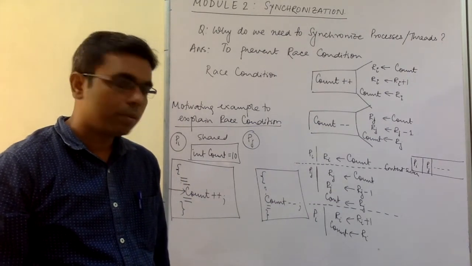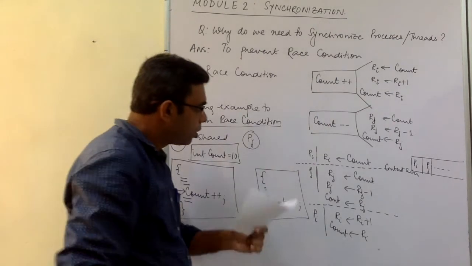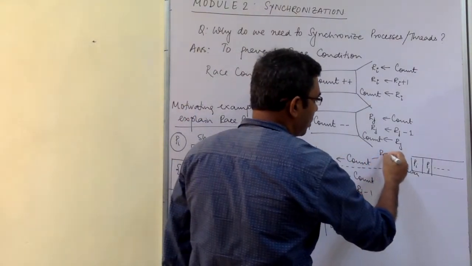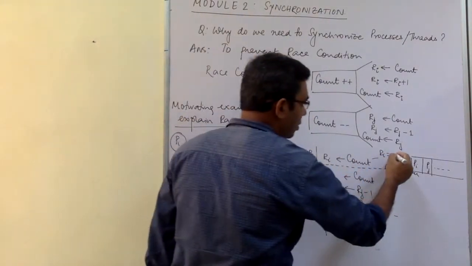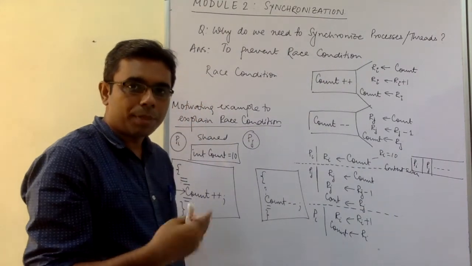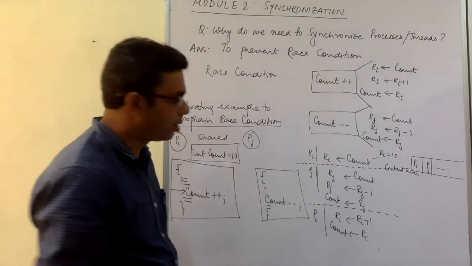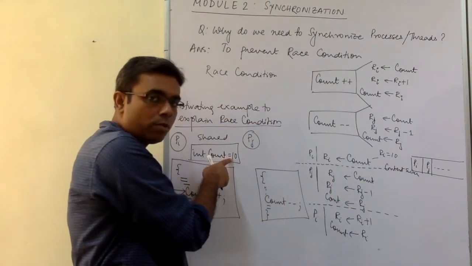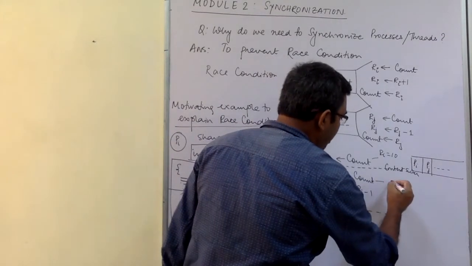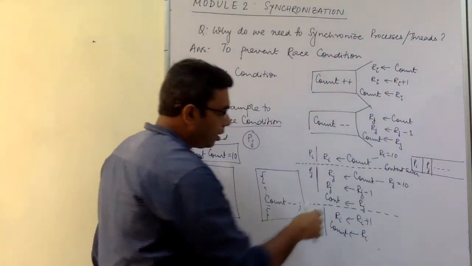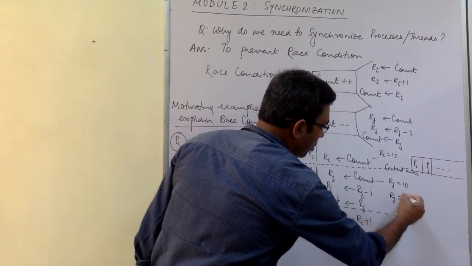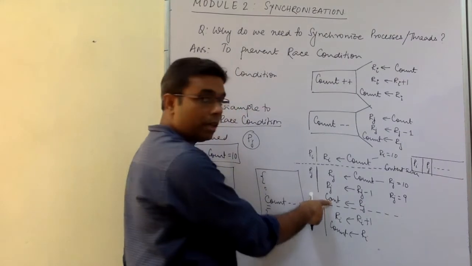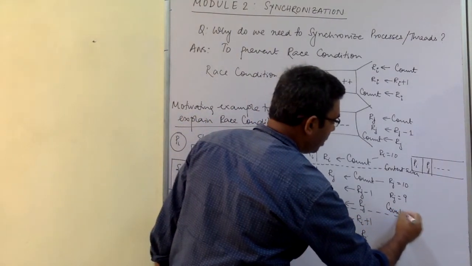So if this is the situation that you have, what do you expect the value of count to be? Let's look at this. When Pi was executing, it read the value of count into Ri. So what is the value of Ri here? Count was initially 10, so Ri is 10. But before you could do something with Ri, there was a context switch and Pj started executing. Pj starts by reading the value of count, which is again the initial value of count, 10 in this case. So 10 is read onto Rj, so Rj is 10. Now Rj decrements itself, so Rj becomes 1 less, that is 9, and the updated value of Rj, which is 9, is written into count. So count now has been updated.